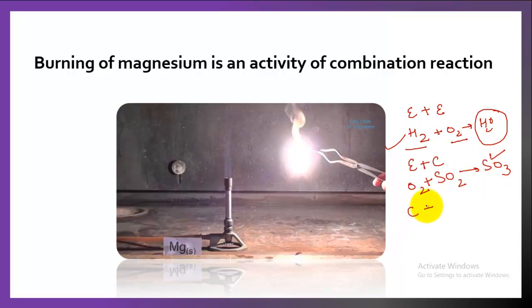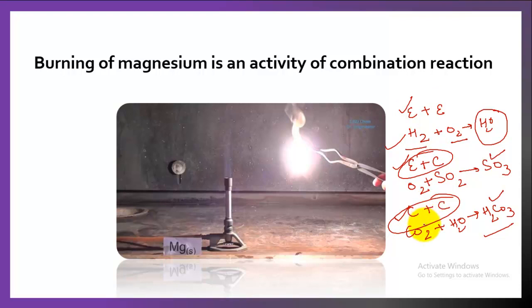This can also be between a compound and a compound. For example, if I have two compounds, CO2 and water, they both react to form carbonic acid. Again they combine to form a single product, so this is a compound-compound combination reaction. Any combination can take place in a combination reaction: element-element, element-compound, or compound-compound. You can also formulate many examples related to it.